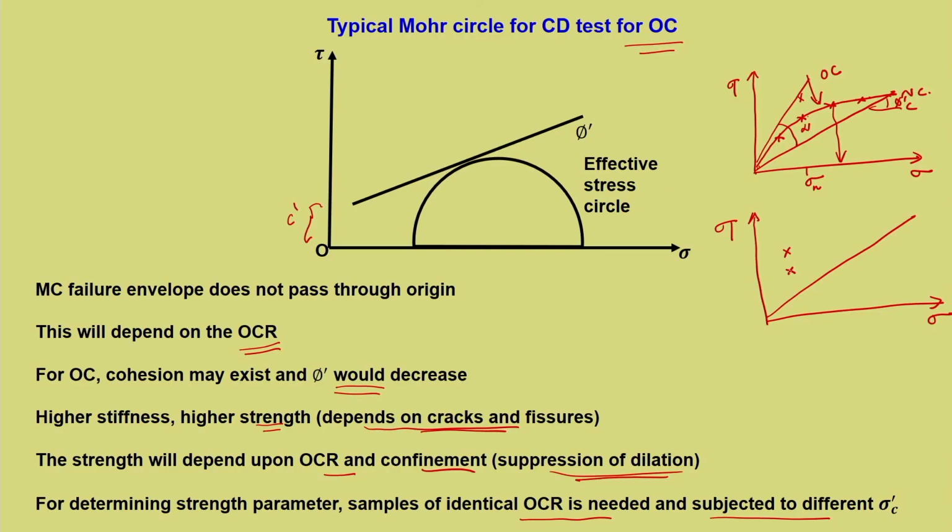So, one aspect is OCR. Now, if you want to determine the strength of a given soil sample, it is ideal to have identical OCR. So, 3 samples of same OCR. Then what is changing is the confinement. Now, let us say this is a particular OCR. The same OCR at a higher confinement will give another point. So, this is what we draw and we get c' and phi'. So, when you read this particular graph and this particular graph, we need to understand clearly how the shear strength parameters are established for an OC sample.